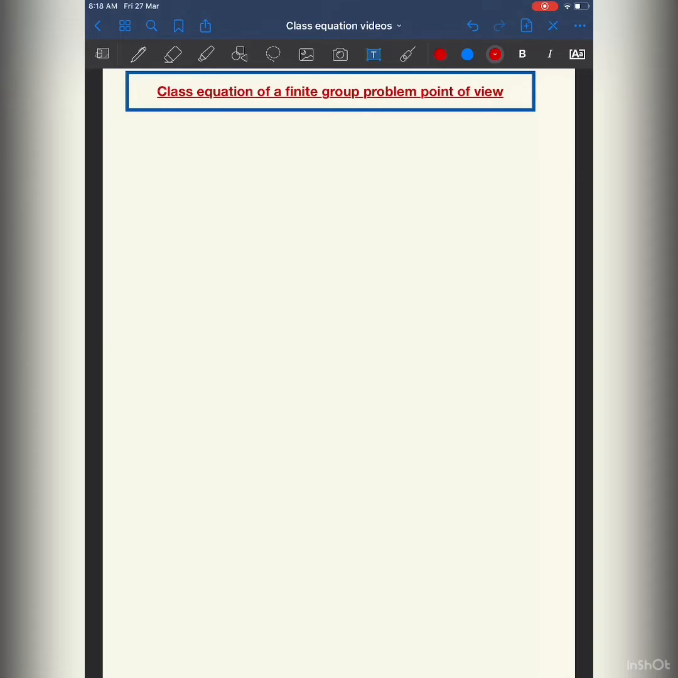We will see a little bit about the results, then using those we can see how to attack the problems. Okay, let's do the first thing. I am in the finite group setup, so I'll always assume that G is a finite group.